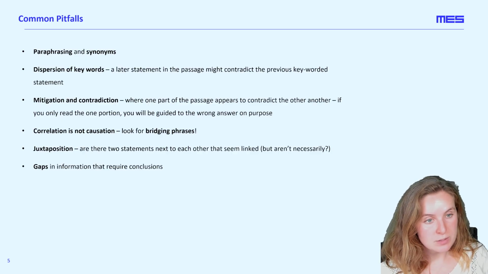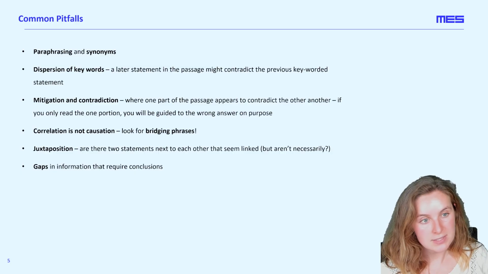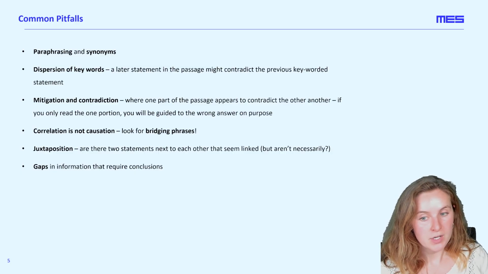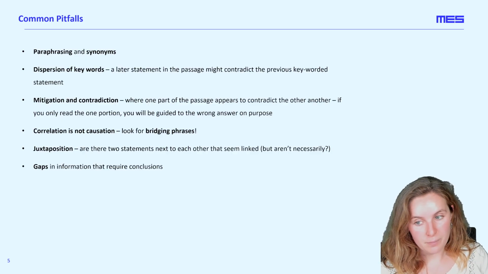Sometimes these keywords are spread out, so you can't just see one of the keywords and make your choice based on that, but rather you need to skim the entire passage for keywords in order to make sure that they're not being contradicted later in the passage and thus steering you towards the wrong answer.